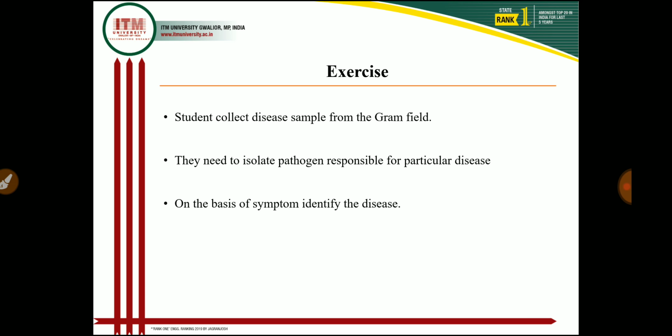So in today's lecture I covered the 4 diseases, that is wilt, rust, Ascochyta blight and dry root rot. If you have any doubt, then you call me or contact me.